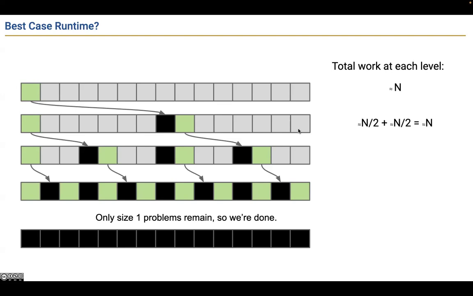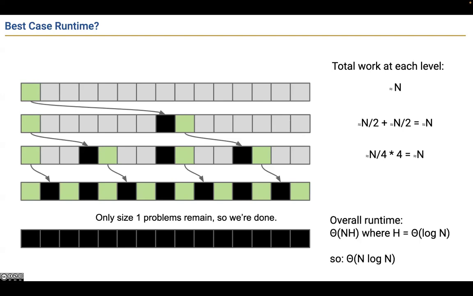Maybe you see where this is going. At the next level, I now have 4 subproblems. And assuming perfect split, every time I choose the pivot, it lands in the middle, then I have 4 subproblems. Each one has n over 4 items. And there are 4 subproblems. So the total amount of work is n again. And again, and again, and again. So as I go all the way down, the amount of work done at every level is n.